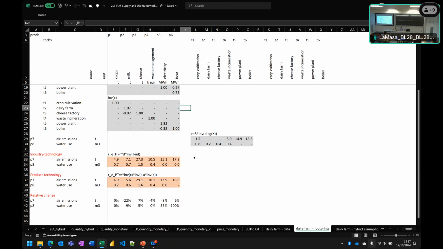So here I just have to write these equations, which are quite elaborated from the point of view of Excel. So we have RE, industry technology, that is R by D, times the inverse of I, product by product, minus U D inverse. There's no final demand here. Then I have RE, product technology, and it's the very same equation, with the exception of the substitution of D with the inverse of C: product by product minus U, inverse of C, inverse.